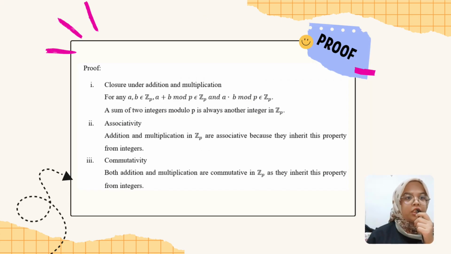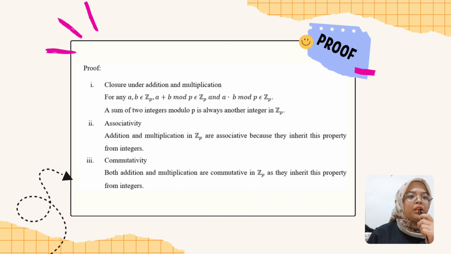Solution for question 2. Proof number 1. Closure under addition and multiplication. For any A, B in ZP, A plus B mod P is in ZP and A dot B mod P is in ZP. The sum of two integers modulo P is always another integer in ZP.